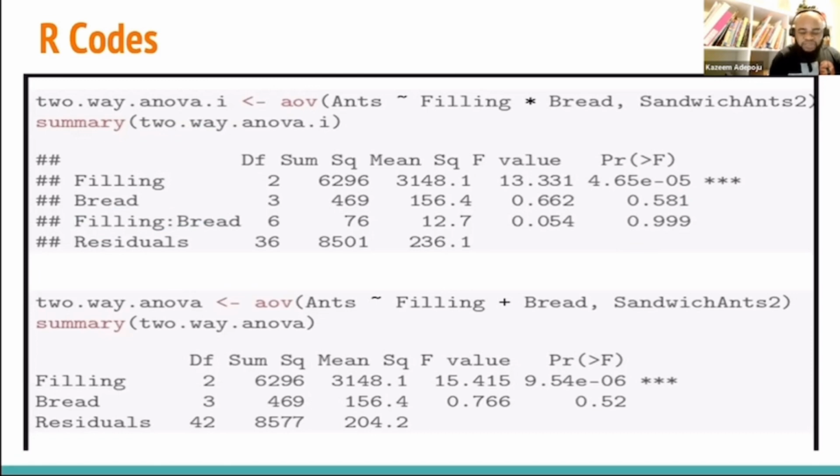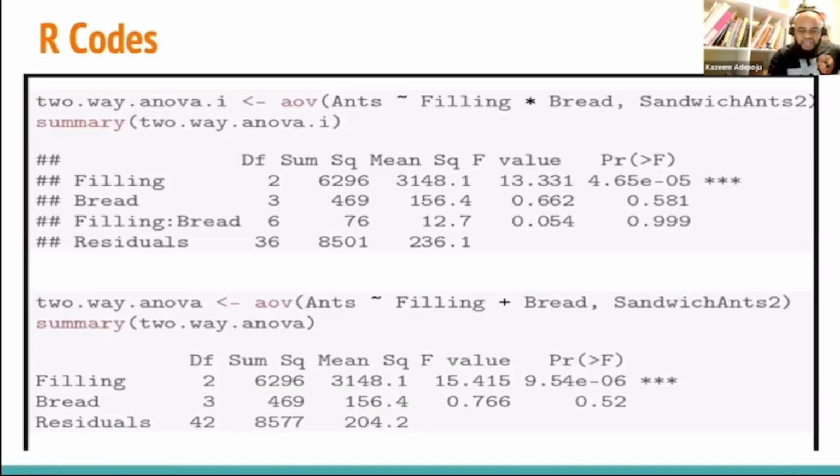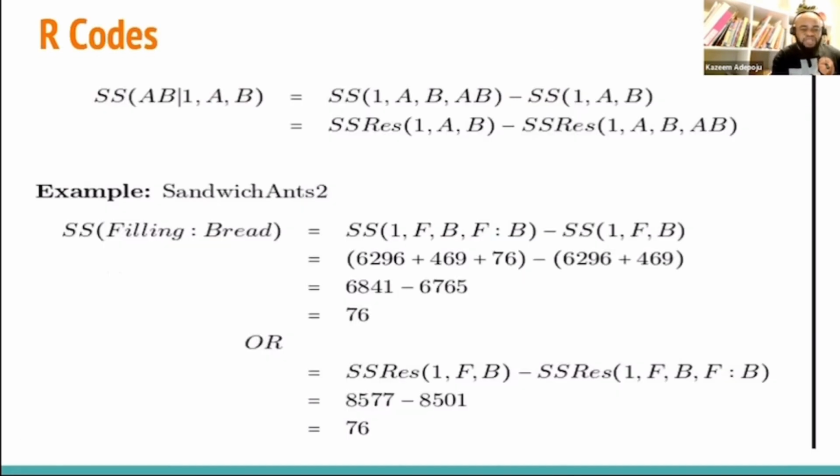But there's something I want to explain: how to actually compute the sum of squares for interaction, adjusting for the main effects. You know what you can do? Take a look at that. I want to get SSAB now.